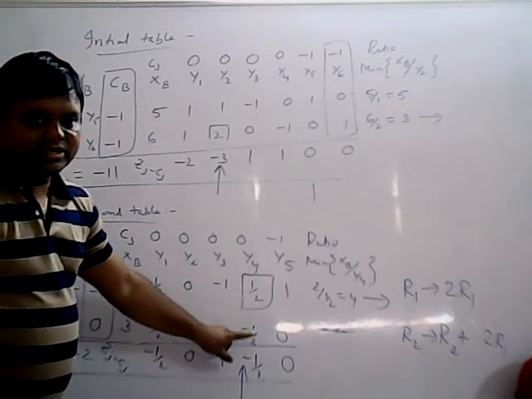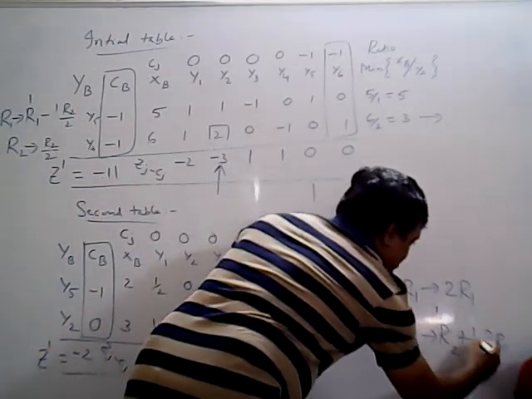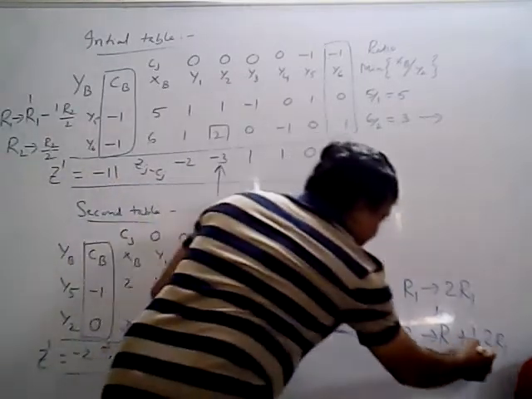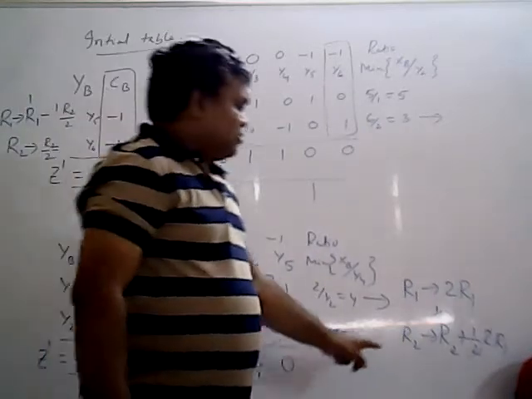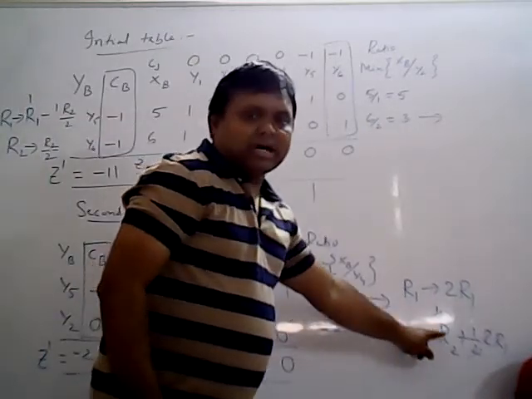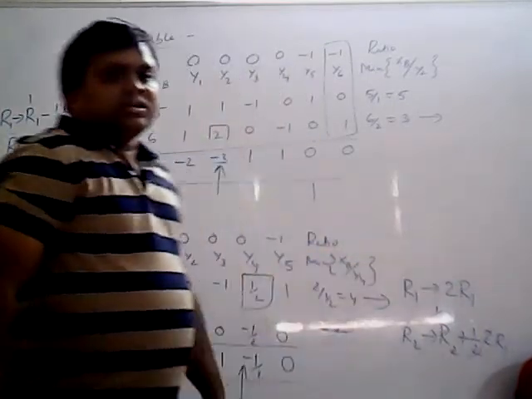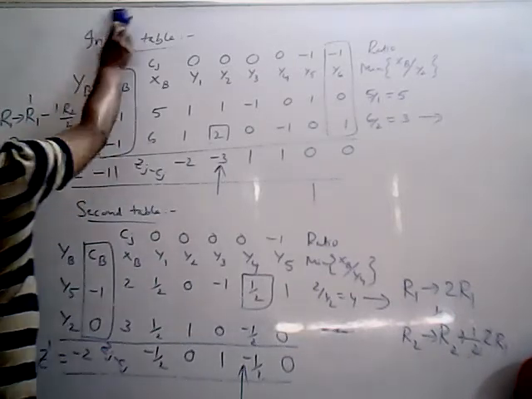Okay, so what is the value here? 1 by 2. So R2 value is 1 by 2. That should be multiplied here. That means what is that? 2 get cancelled. And what is the operation you are getting? R2 implies R2 plus R1. R1 implies 2R1. So these are the operations for the third table.